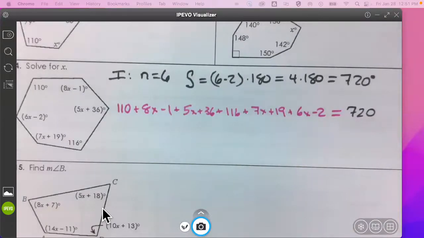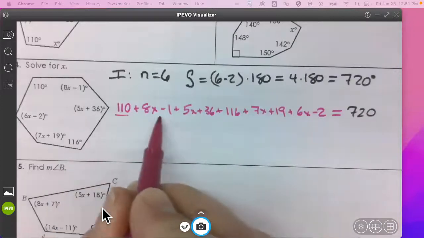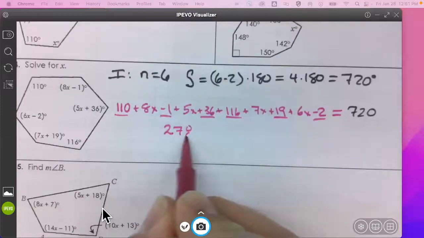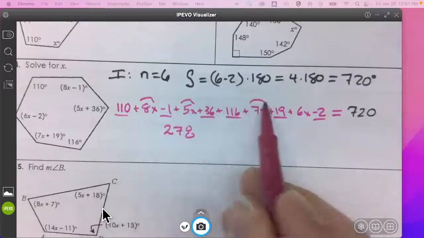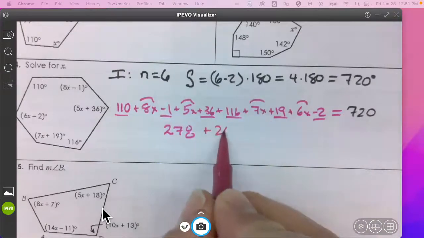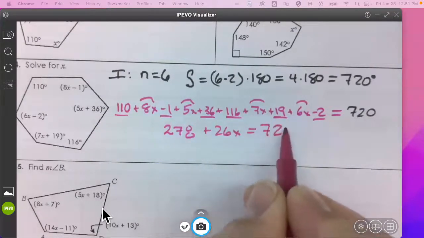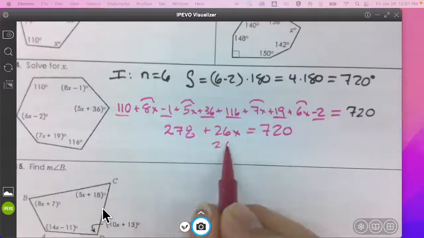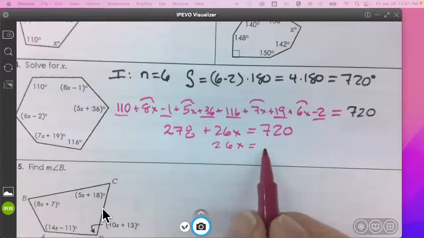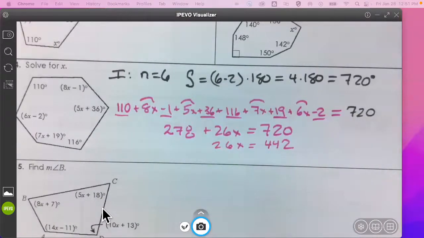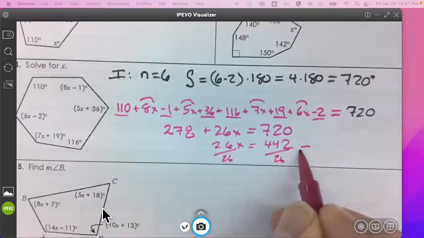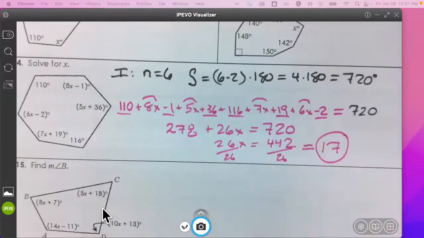And then I just need to combine all the like terms. When I add up all the constants, I get 278. When I add up all the x's, I get 26x. Together, those should equal 720. I'll subtract 278 from both sides, and I get 26x equals 442. Divide by 26, divide by 26, and I get that x is equal to 17.